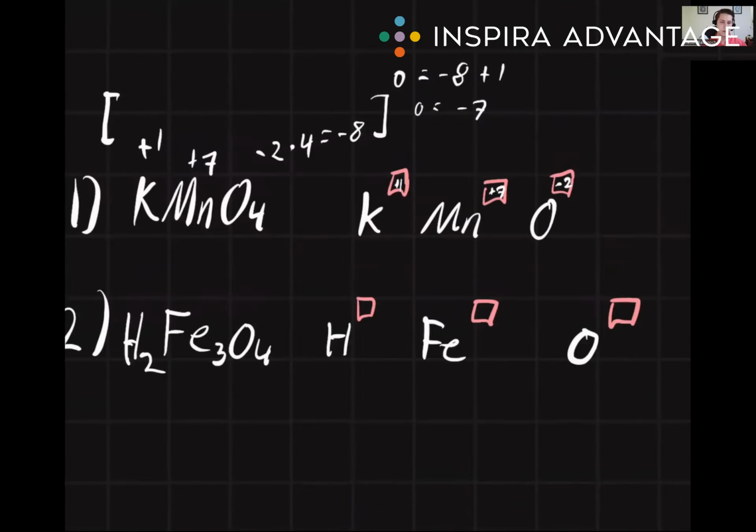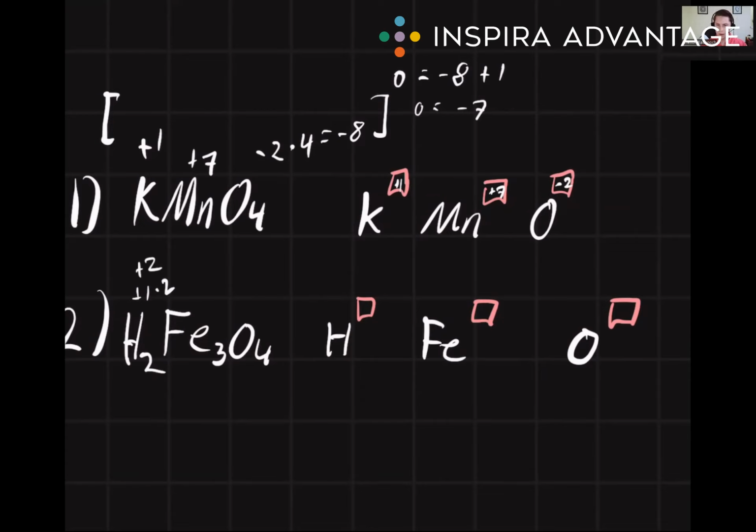Now let's try H2Fe3O4. Again, pause your video and give it a try yourself. Now, just like last time, the first step we want to do is figure out what our highest priority atom or element is. In this case, it's the hydrogen with a +1 charge. We multiply this by 2 to figure out the overall charge that is being brought by the hydrogen. So we get an overall charge of +2 being contributed.